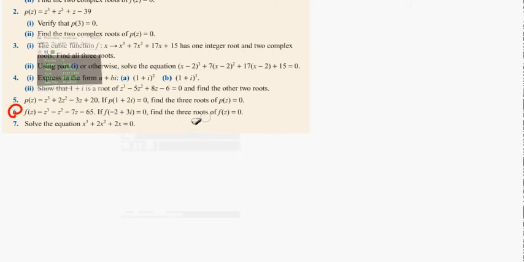Okay, so the next one is question 6. In question 6 what we're going to have is f of z. So here's a cubic equation. We're given one of the complex roots, so this means that the complex root is minus 2 plus 3i, and it tells us that it equals 0. We don't actually have to put it in and check that it equals 0. Find the 3 roots of f of z equals 0.